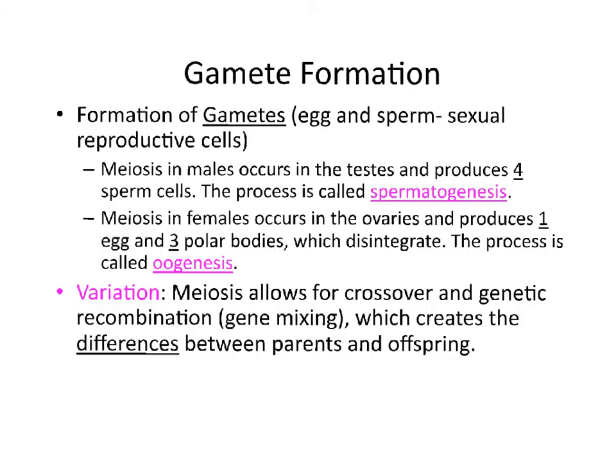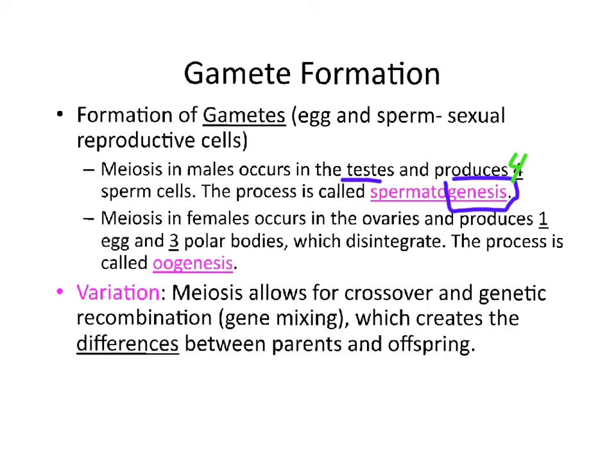A couple of unique terms come along when we're looking at these processes. First up is spermatogenesis. Genesis basically means creation, and sperm is obviously sperm, and so this is the creation of the sperm, which occurs in the testes, and it makes 4 new sperm cells per every cell that starts the process. Now that's what happens in males.